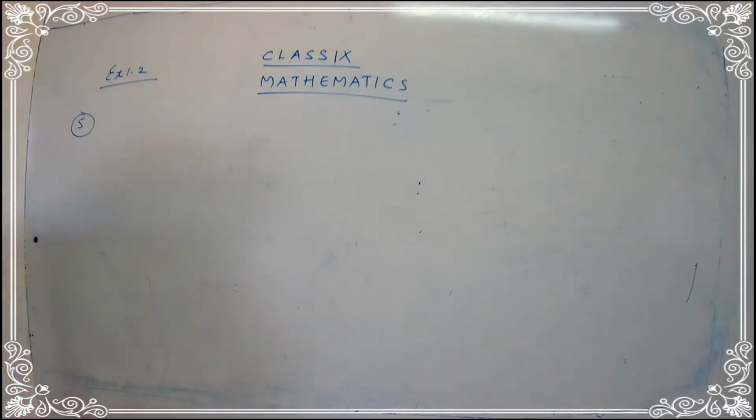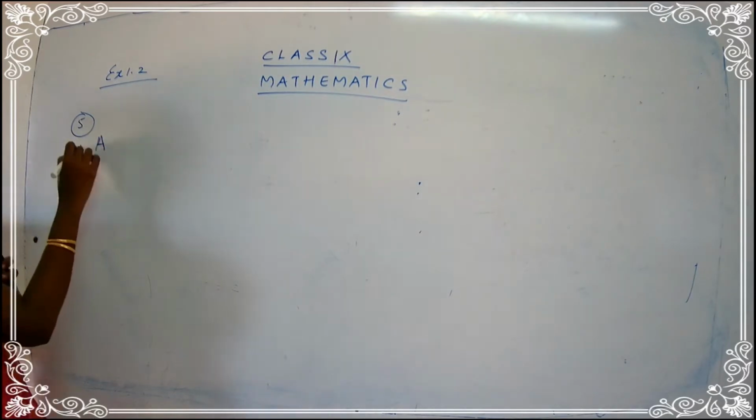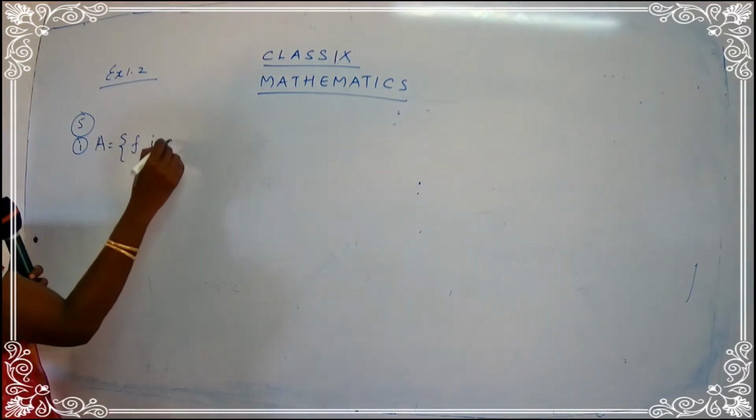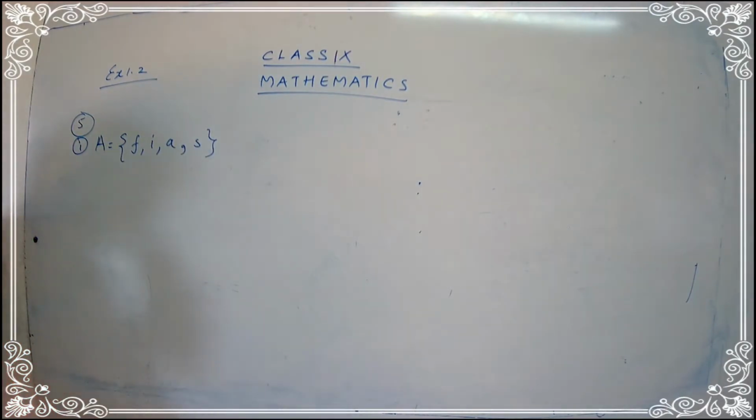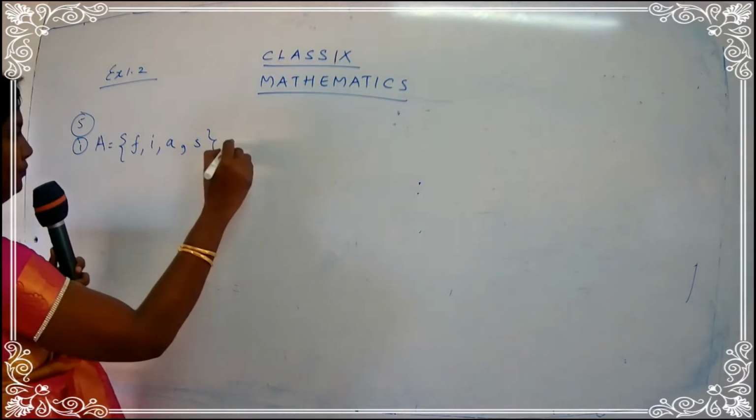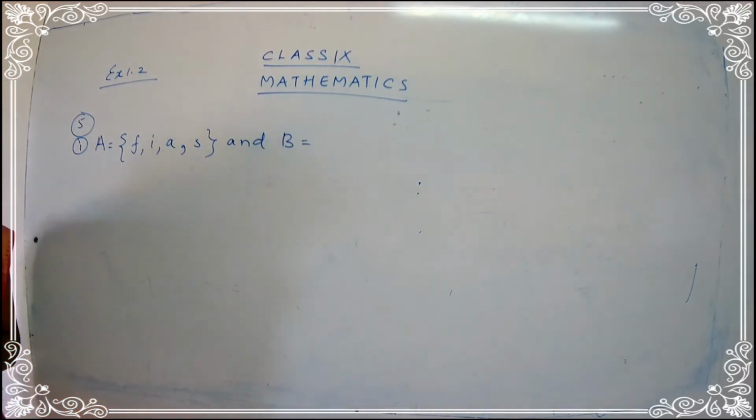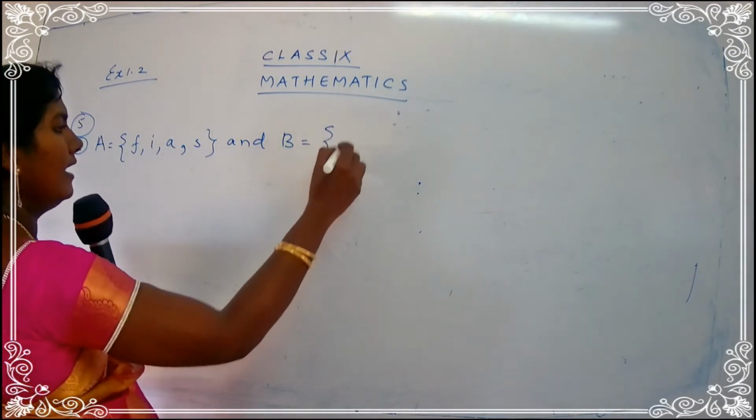Another question. State which pairs of sets are disjoint or overlapping. Take the first question. What is the first question? A is equal to {F, I, A, S}, and B is equal to {A, N, F, H}.